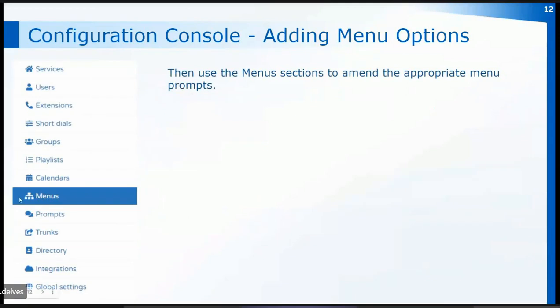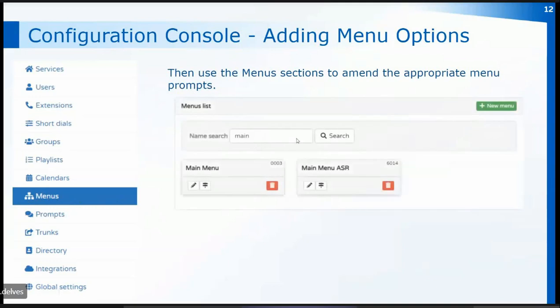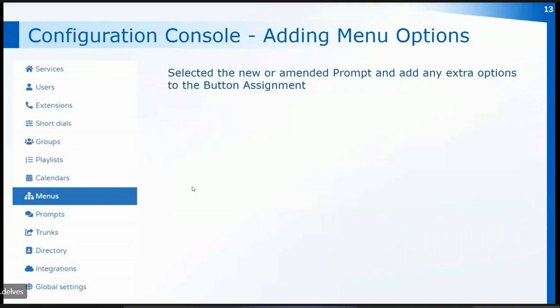So I'm going to click on the new prompt there, and that will then create the prompt. You'll then need to go into the menus itself so that you can amend the appropriate menu prompts. Again, you can search at the top. So I've searched for the main menu here because that's the one that we're making changes to. I can then click on the edit to change those prompts within the menu.